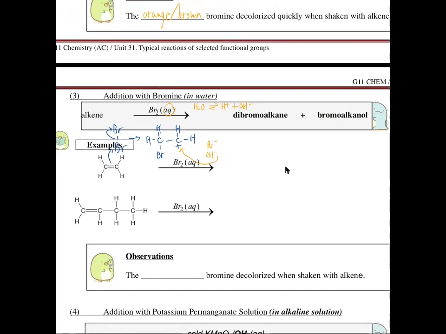So we can write out the two products formed in this reaction. Similarly, we will form the dibromoalkane. But this time we also form this. So it's going to be a mixture of products. Okay, any question for this one?